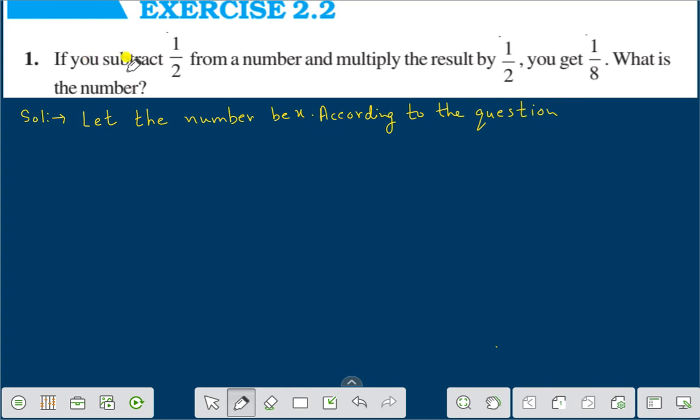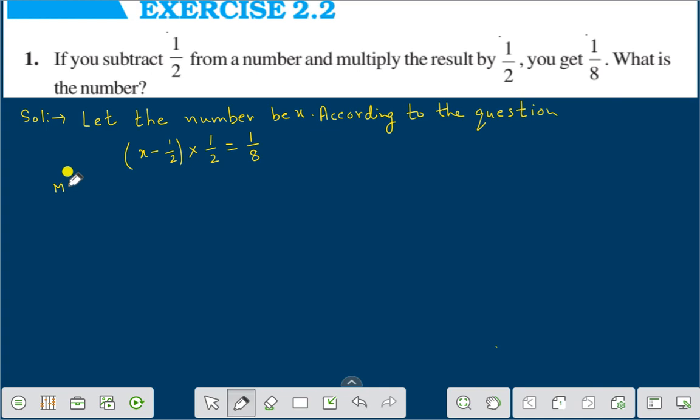If you subtract 1/2 from a number, let the number be x. Therefore, it will be x minus 1/2, and multiply the result by 1/2. You will get the value of 1/8.